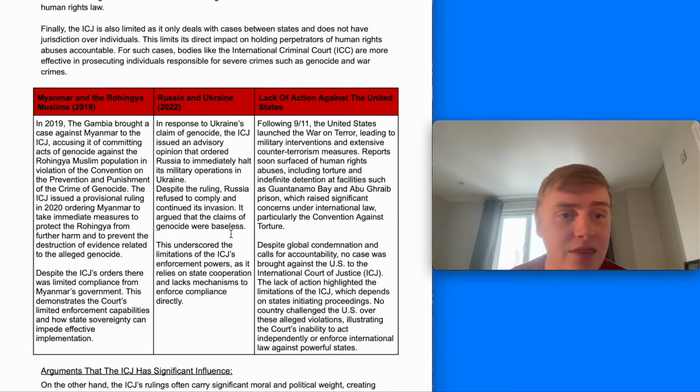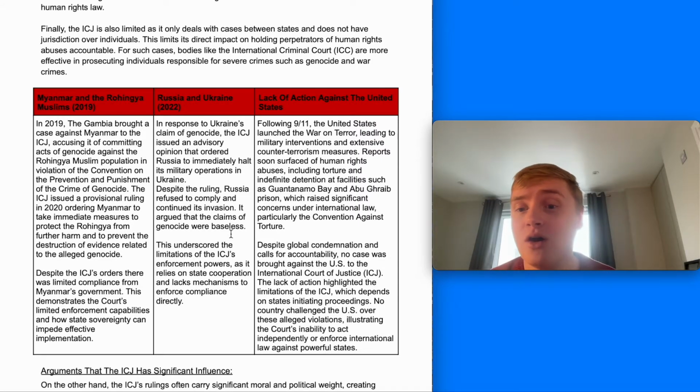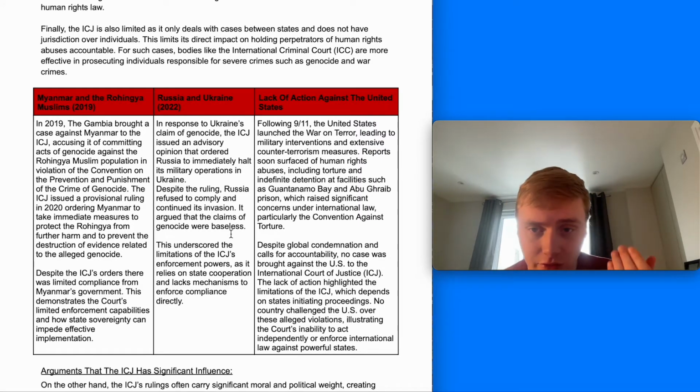So in 2019, the Gambia, this is a separate state, brought a case against Myanmar, as they both permanently accepted the jurisdiction of the ICJ. And it accused Myanmar of committing acts of genocide against the Rohingya Muslim population in violation of the Convention on the Prevention and Punishment of the Crime of Genocide, which was one of those international human rights laws we had a look at earlier.